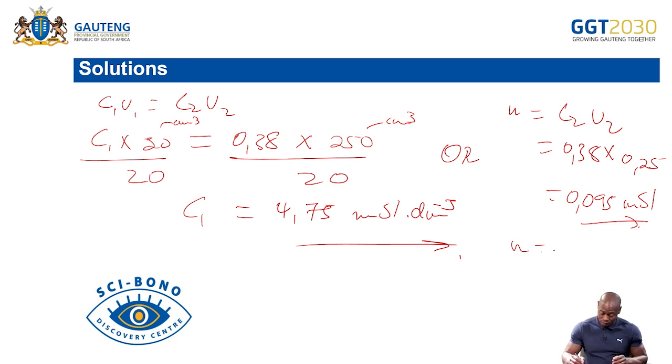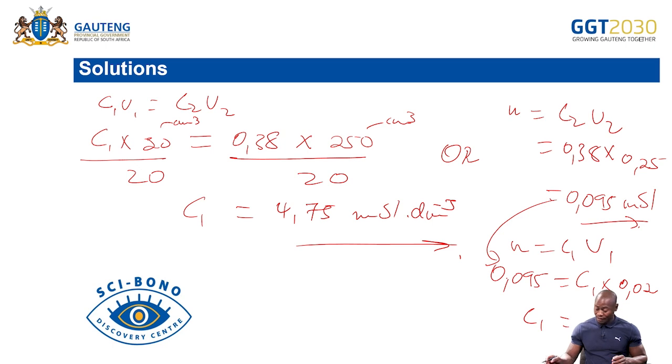The number of moles remains the same before and after dilution. So n equals C1 V1. n will be 0.095 equals, we are looking for the concentration before dilution, times the volume before dilution, which is 20, so 0.02. So C1 will be 0.095 divided by 0.02, which is going to be 4.75 mole per cubic decimeter. So we are getting the same answer.